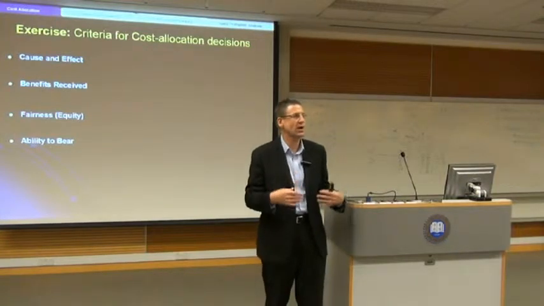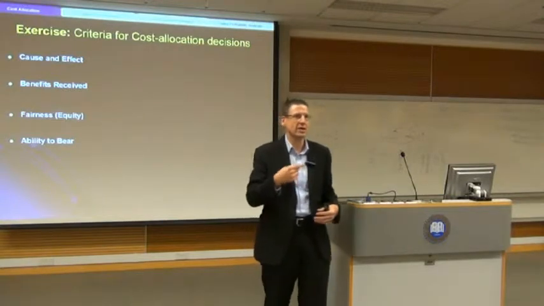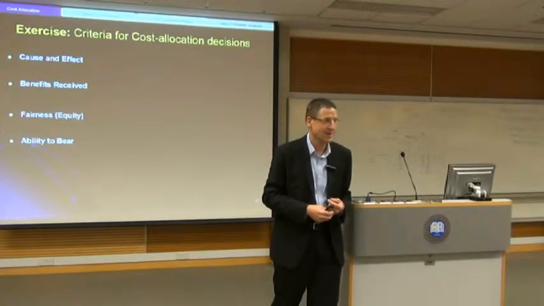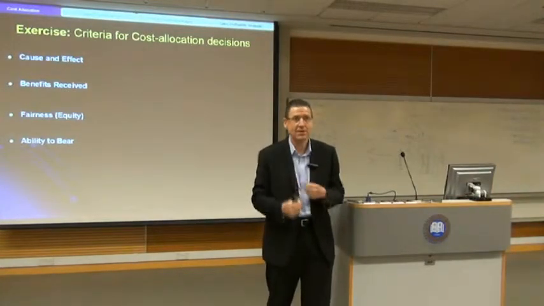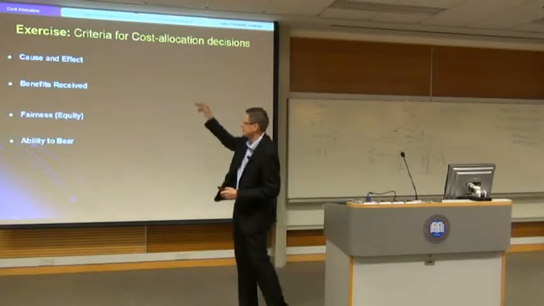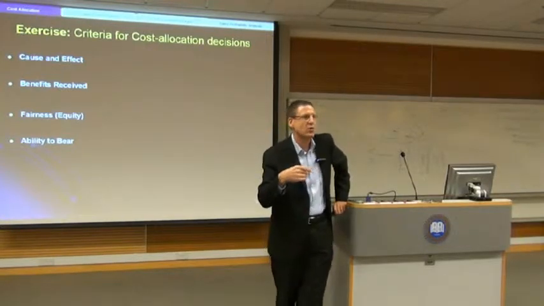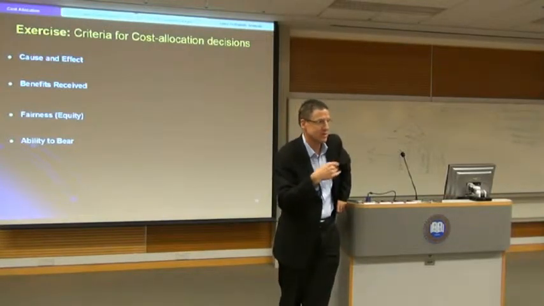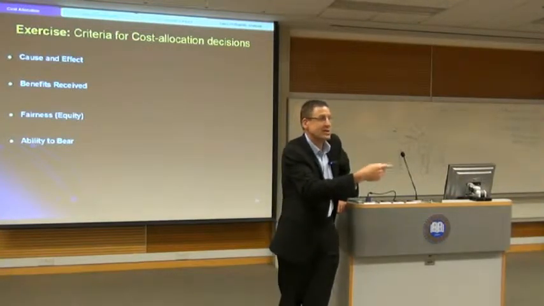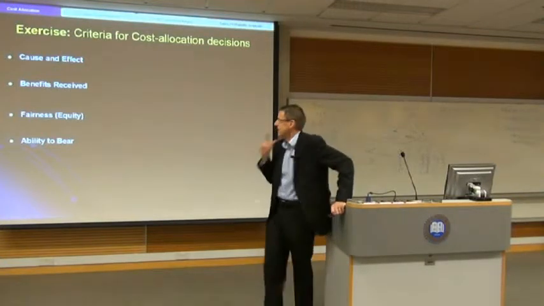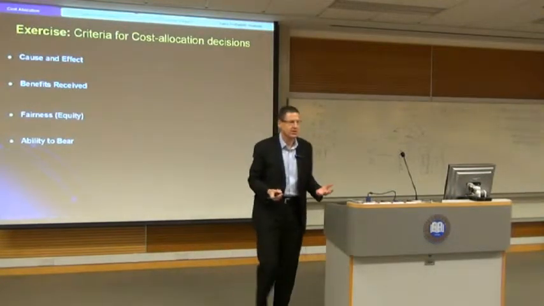For example, if I drive the car faster to travel from A to B, I will naturally use more petrol, because the motor may not run as efficiently if I drive more aggressively. You with me? So there's the mechanistic cause and effect, but also there's some psychological cause and effect: the way in which you treat someone causes them to behave in a certain way. Benefits received is another way of allocating costs.